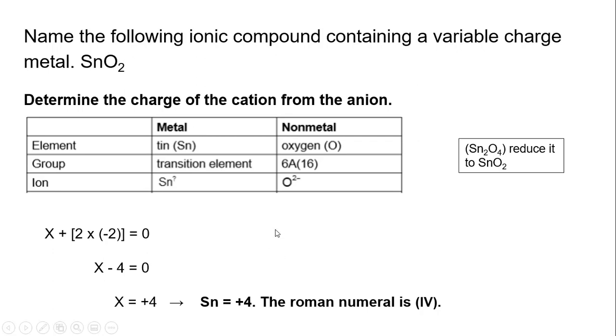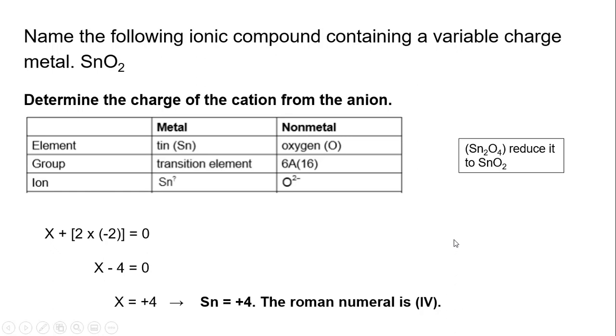What do we know about oxygen? Oxygen has a 2- charge. We don't know anything about tin. So we set it up the same way. We have 2 oxygens with a -2. That makes -4. And then we bring it over. So this tin has an oxidation state of 4. The Roman numeral, if you can remember, is IV. Just put IV in your head. Stick something in there that allows you to remember that that's what it is. So 4 is IV. That's how I remember it.